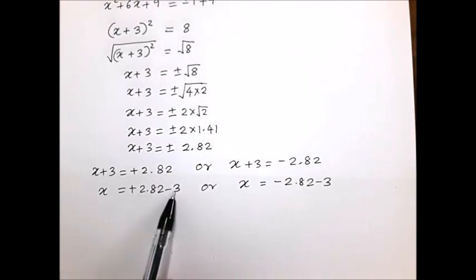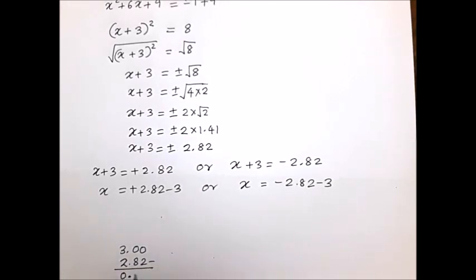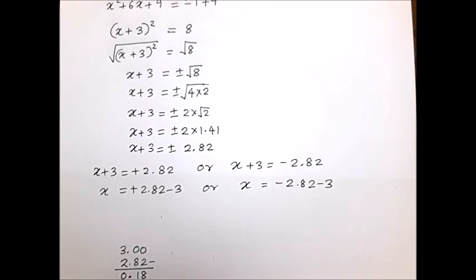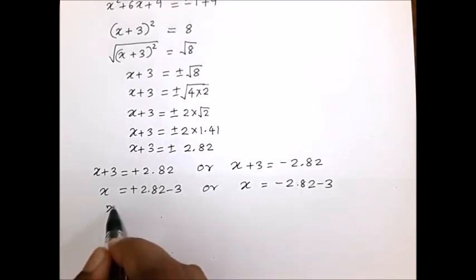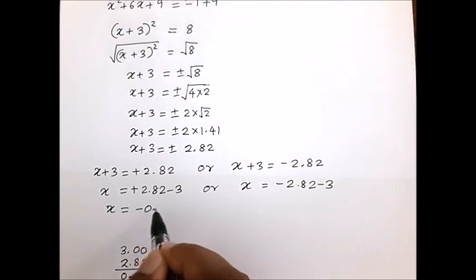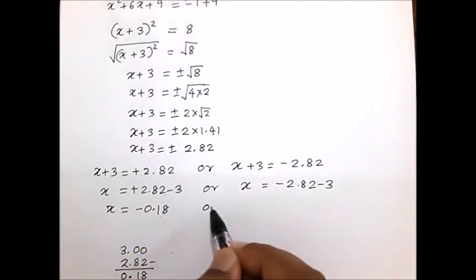Here different signs. Subtract 2.82 from 3 and put the sign of the larger one. The sign of the larger one is minus. Subtract 2.82 from 3. It is 0.18. The sign is minus. So the answer is minus 0.18.